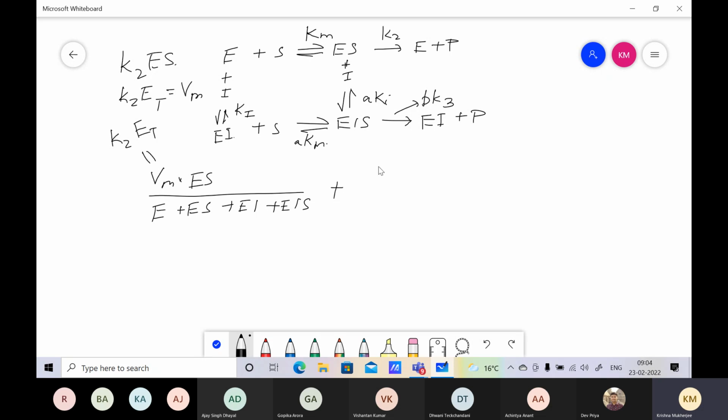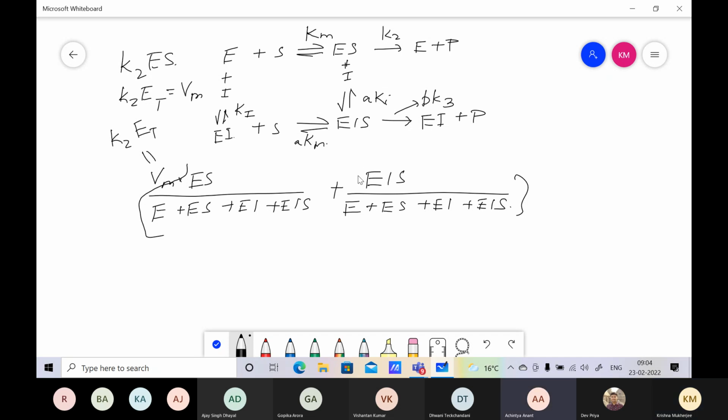And similarly, we could have the equivalent of Vmax here and have the fractional saturation for this part, the Vmax multiplied by EIS upon the same denominator, E plus ES plus EI plus EIS. Make sense? Is that all right? And of course, this would be multiplied by that B factor if we had this as B. So what is the rate of reaction?